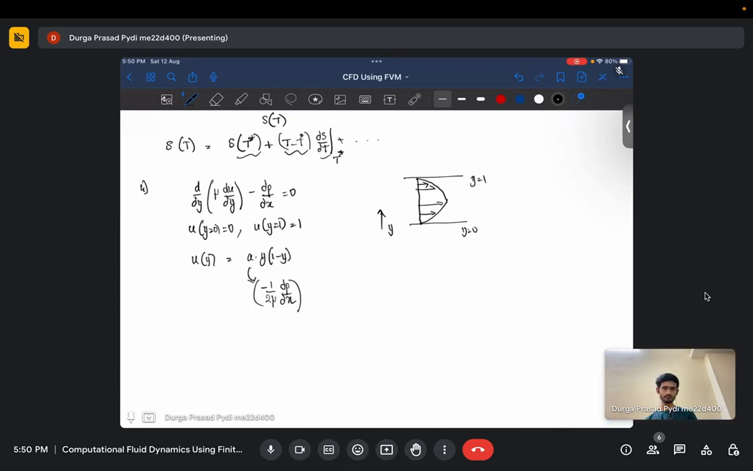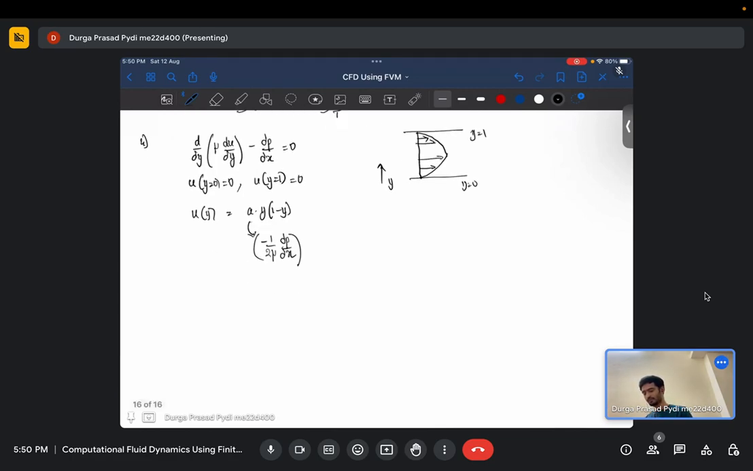Just a small mistake: u at y equal to 1 is 0, so both are stationary. So this is your velocity profile. The problem essentially is to now solve this using the finite volume method, which is being discussed in the class.